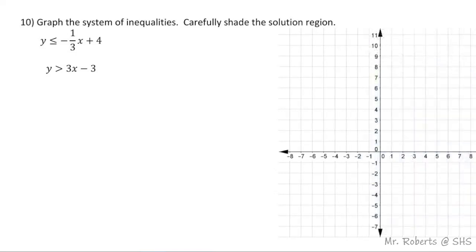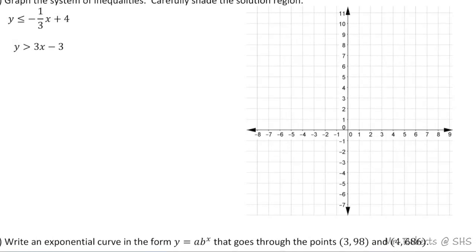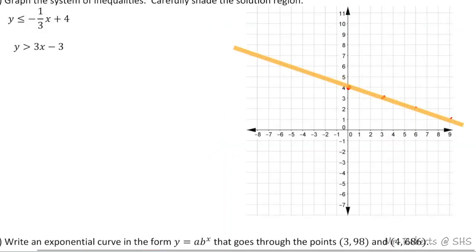First of all, that first inequality says y's are less than or equal to this boundary. The boundary has a y-intercept at positive 4, and it has a slope pattern of down 1 over 3, down 1 over 3, down 1 over 3. So we're looking at something roughly like this. There we go.